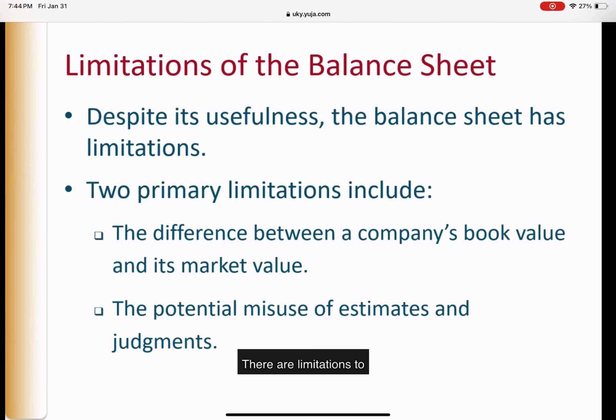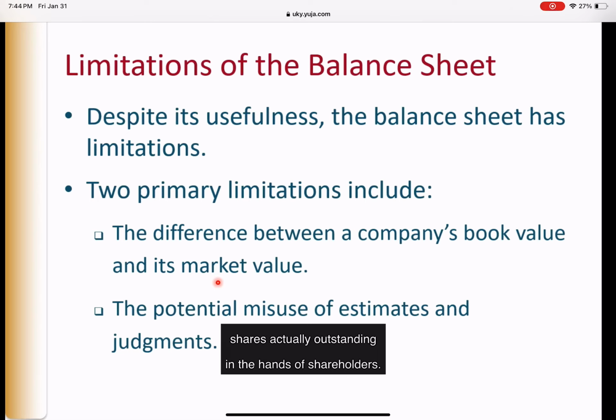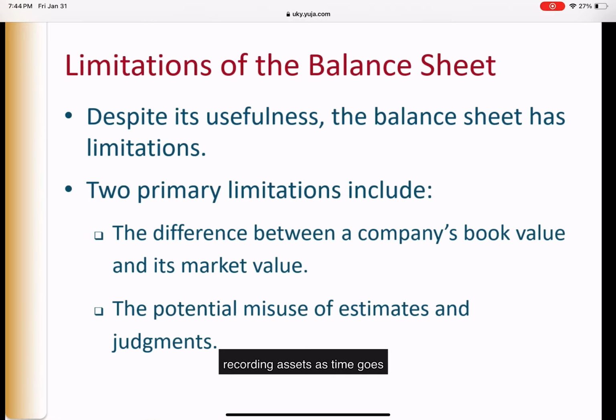There are limitations to the balance sheet that we already spoke about. First of all, it tells the company's book value, which is basically the assets less the liabilities, what their stockholders' equity is, versus what the market value is, which is the estimated selling price of that company on any particular day, looking at the value of their stock and the number of shares actually outstanding in the hands of shareholders. So those numbers are going to be significantly different. And also there's a lot of estimates and judgments made when you're recording assets as time goes along that we'll address on the next few slides.